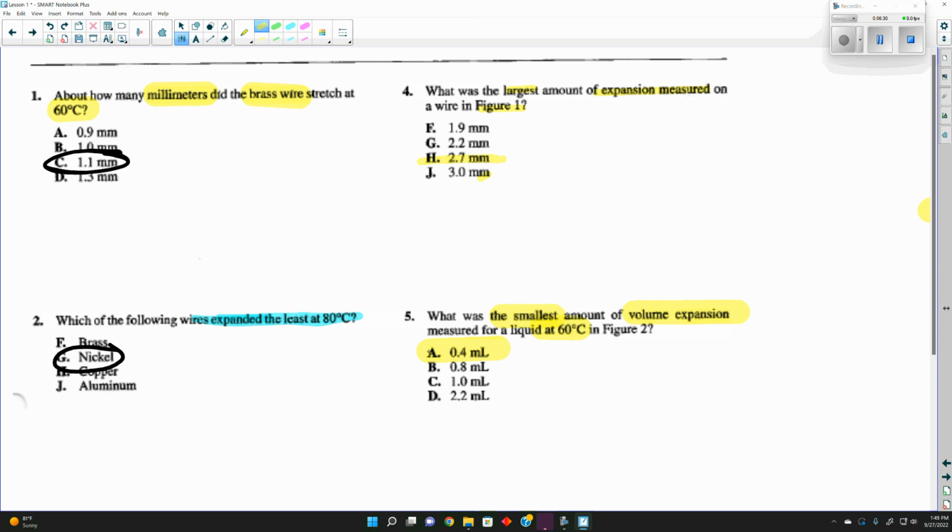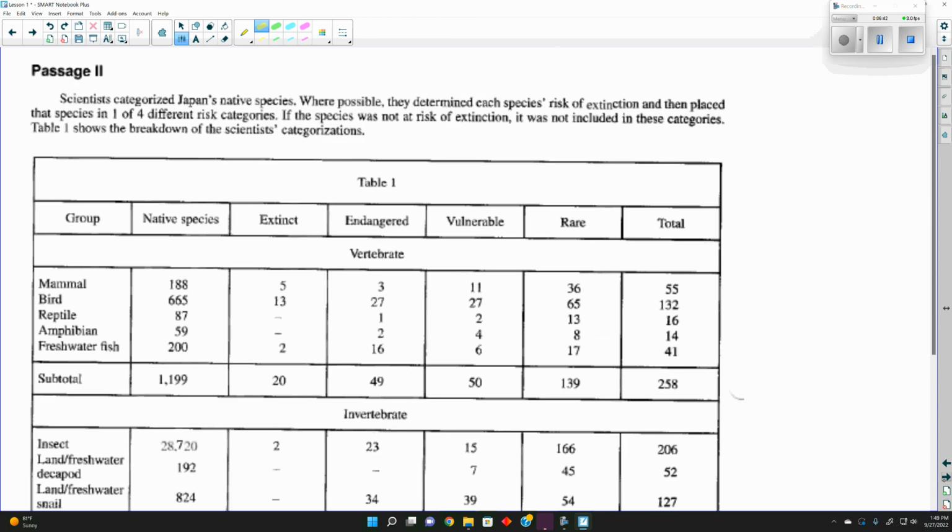Questions on this? Did we need any real knowledge of any of this to answer these questions? A lot of the science test is going to be like this. It's more of, can you read a chart? Can you read a graph? Can you expand from the information given?